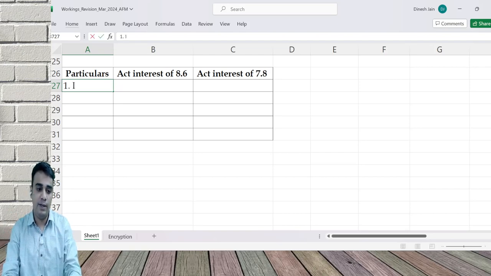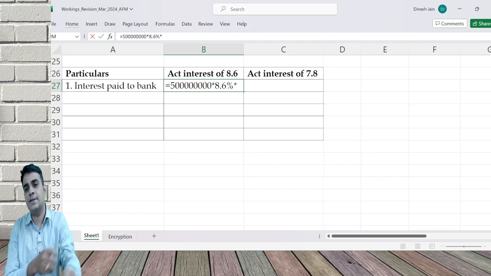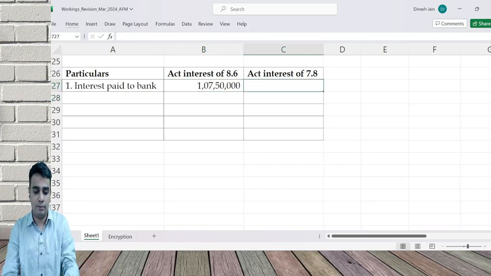Point number one, interest paid to bank. What is the loan amount? 50 crore into 8.6%. How many months is the interest? 3 by 12. Then 7.8.